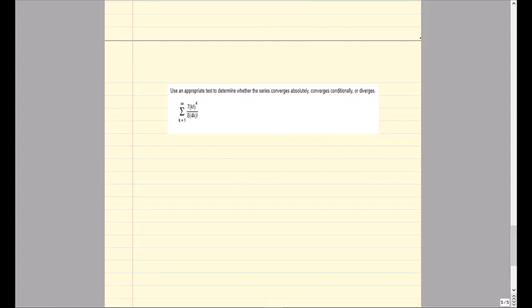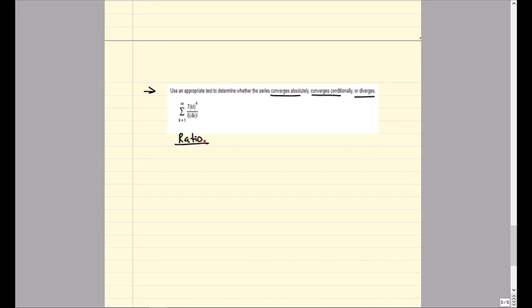Okay, so this one doesn't tell us what test to use. It just says use the appropriate test. So I could use the divergence test to start with, but it's hard to compare with our factorials and with this fourth power. So I really think that the important thing to do here is to go right for the ratio test because of the factorials.